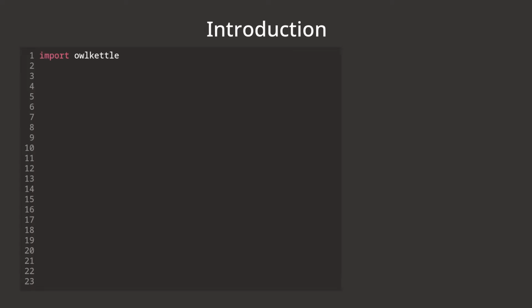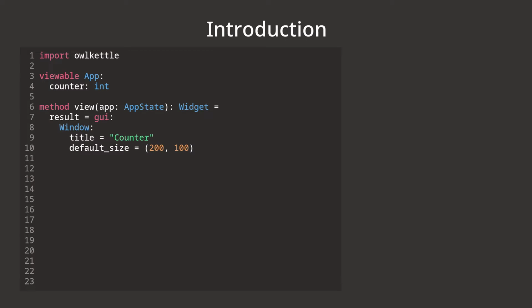We will start by importing Owlkettle. Now we can define our application state. In this case, it just contains a single field, which is the current count. Now we can define the view method. It takes our current application state and returns the widgets we want to display to the user. Finally, we call the brew procedure to start our application.